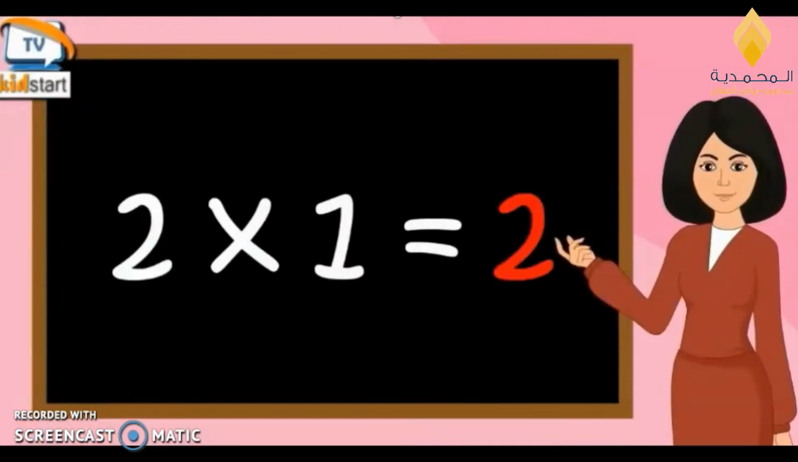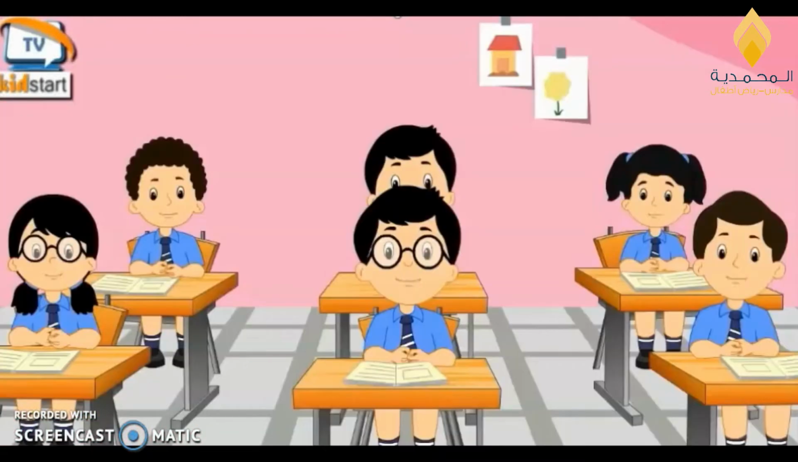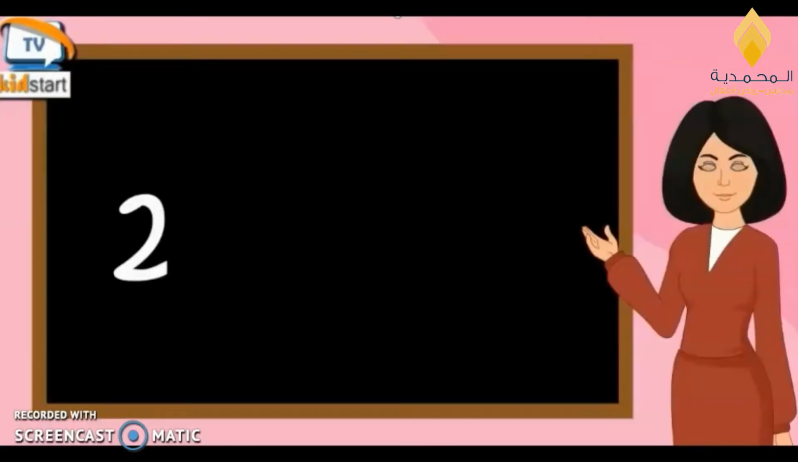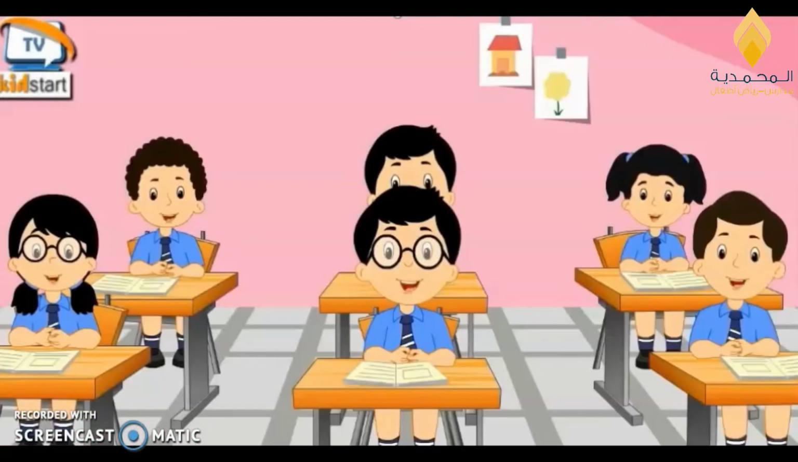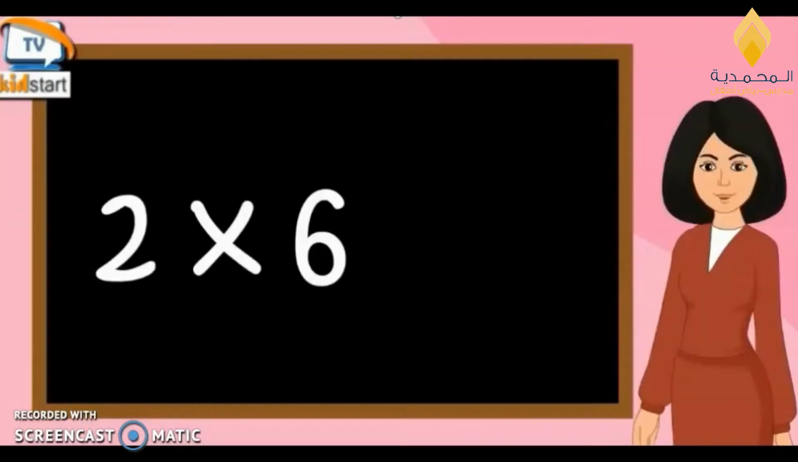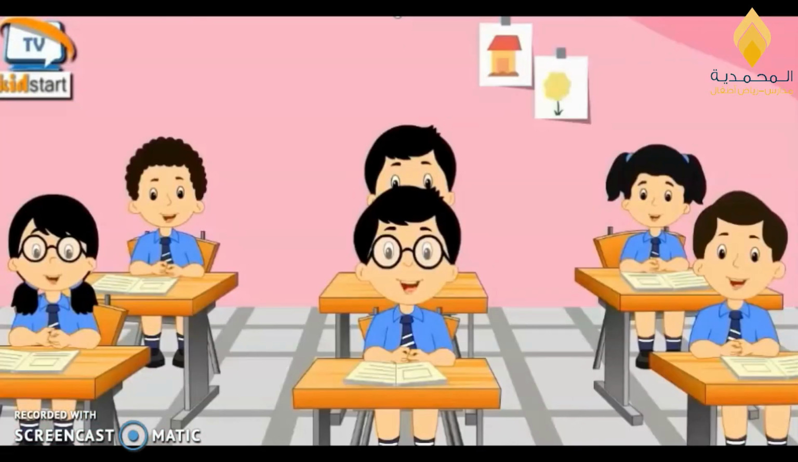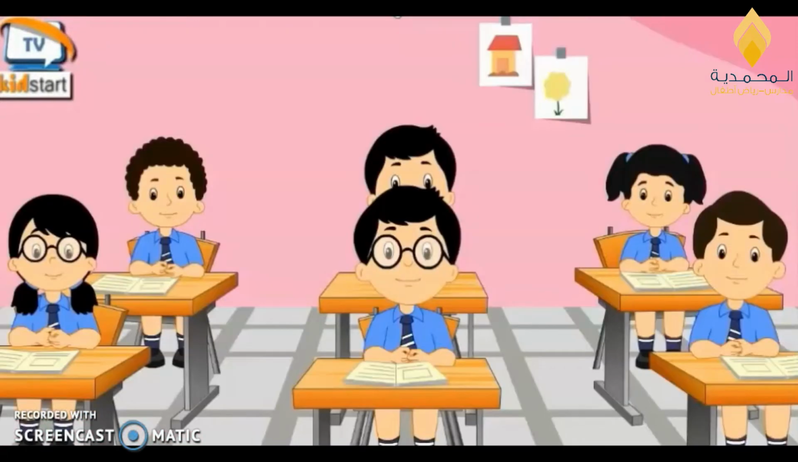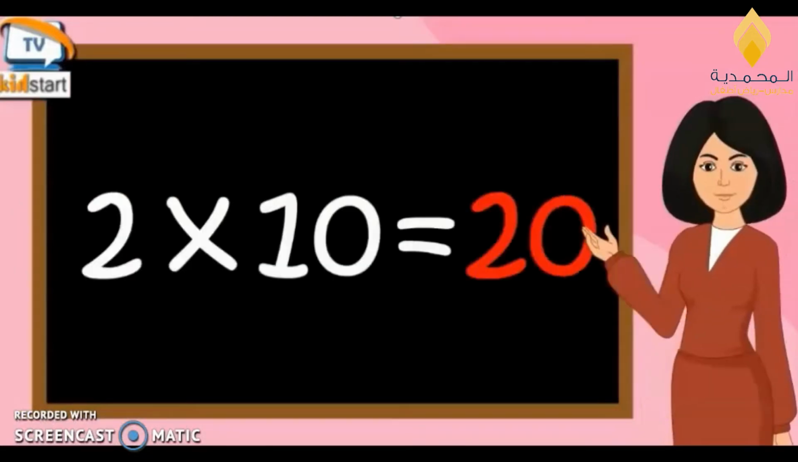So the times table of 2. 2 times 1 is 2. 2 times 2 is 4. 2 times 3 is 6. 2 times 4 is 8. 2 times 5 is 10. 2 times 6 is 12. 2 times 7 is 14. 2 times 8 is 16. 2 times 9 is 18. 2 times 10 is 20.